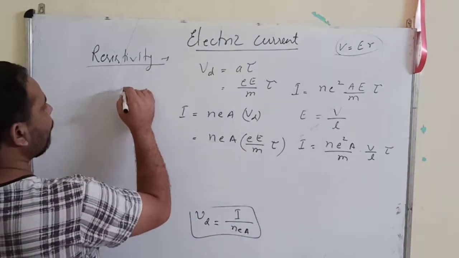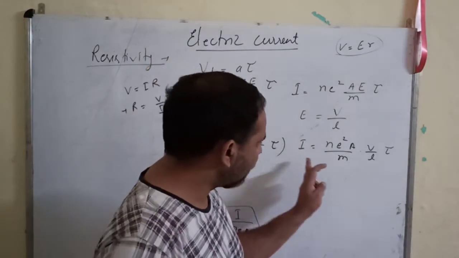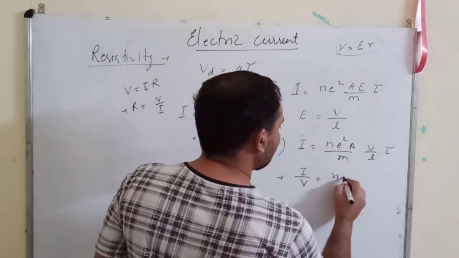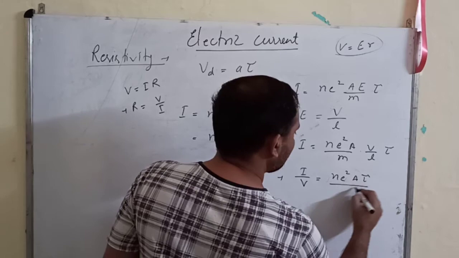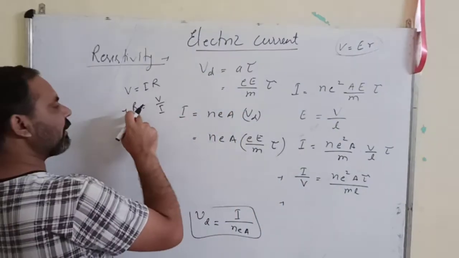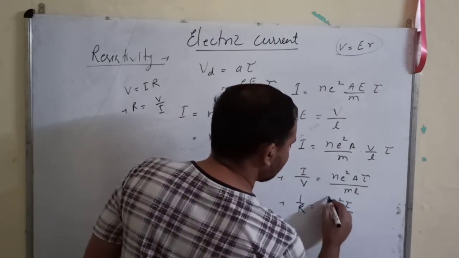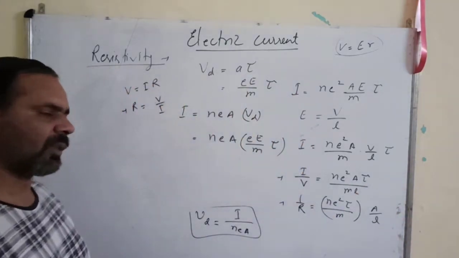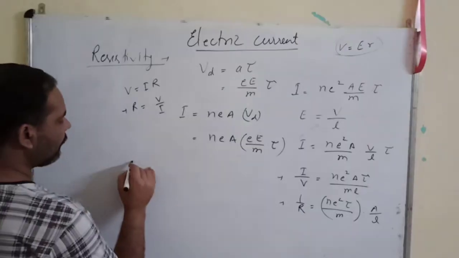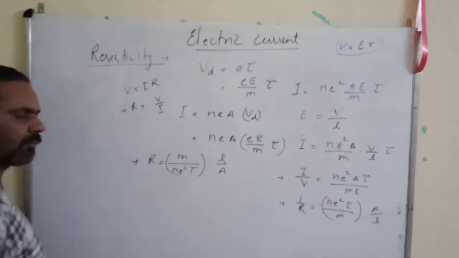Now we have the formula V equals IR, so R is equal to V upon I. I bring this V here, so I upon V equals N E square A tau upon M L. This is the expression for I upon V, which equals 1 upon R. So 1 upon R is equal to N E square tau upon M into A upon L. If I take the reciprocal of this expression, then R is equal to M upon N E square tau into L upon A.